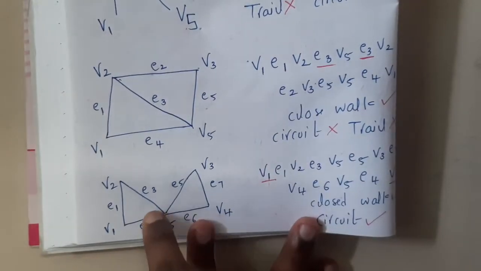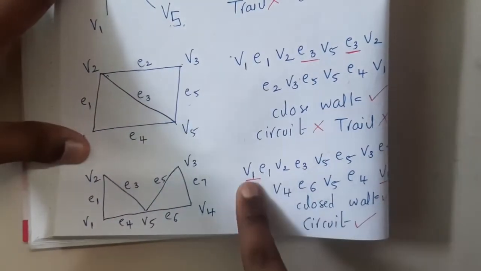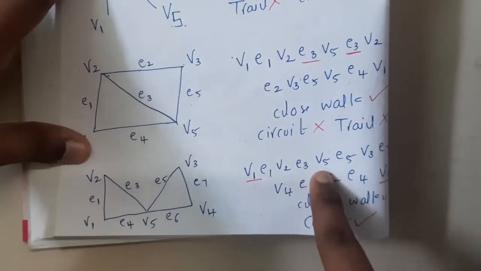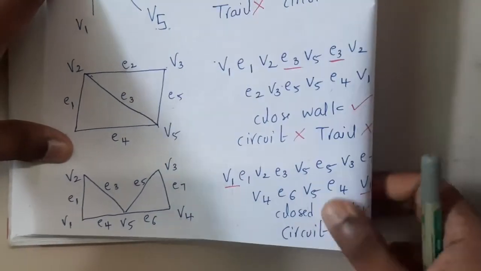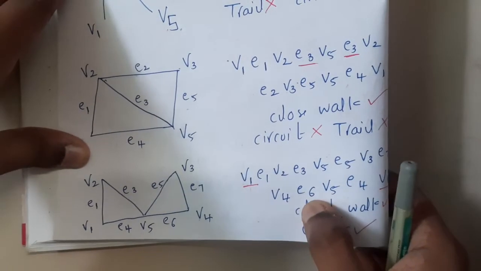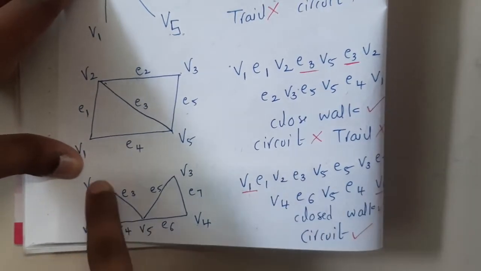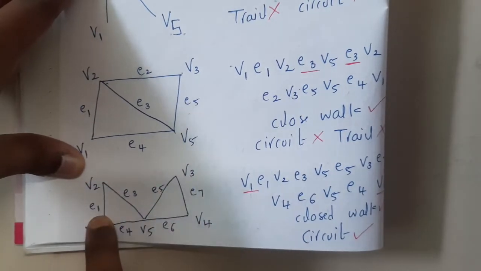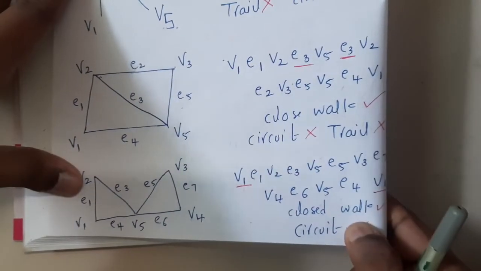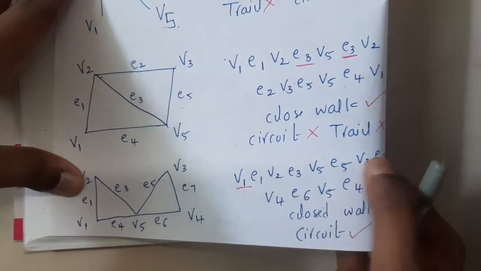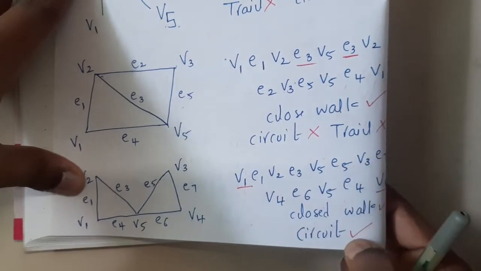Coming to the last one: E1, V2, E3, V5, E5, V2, E7, V4, E6, V5, E4, V1. So basically it started here, went around completely and came back, guys. If you observe, it is a closed walk, okay? And there is no edge repetition, right? Yes. Hence it is a circuit.